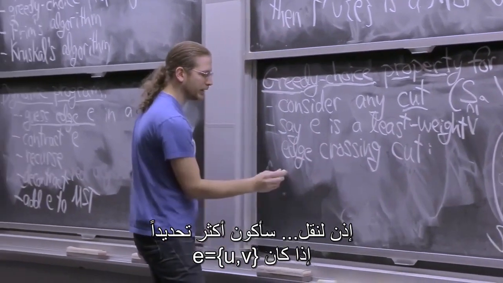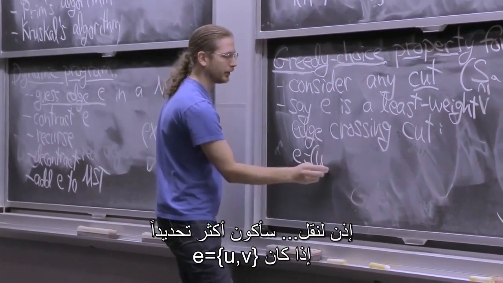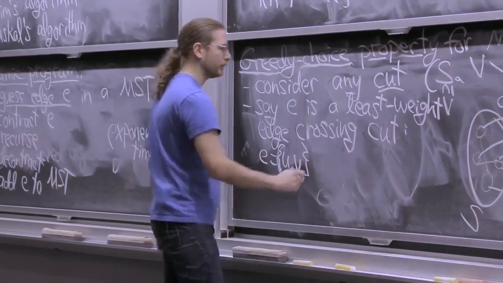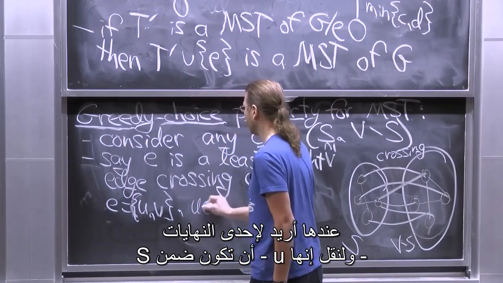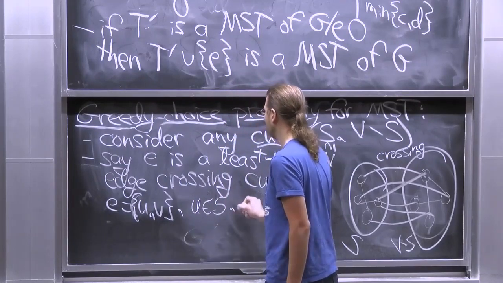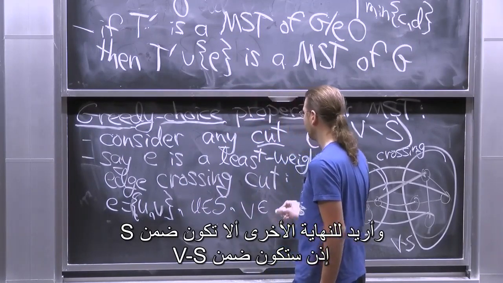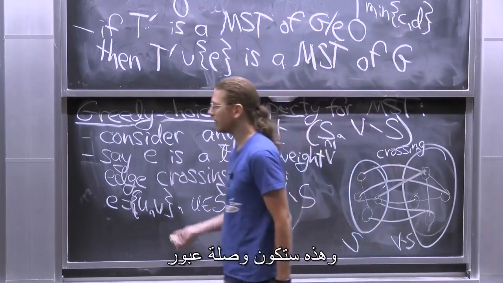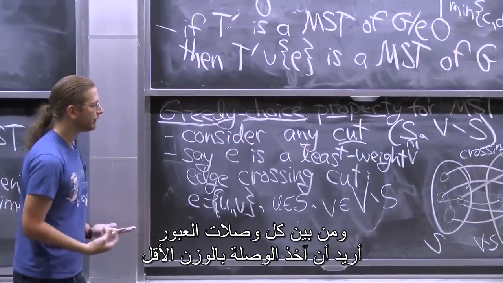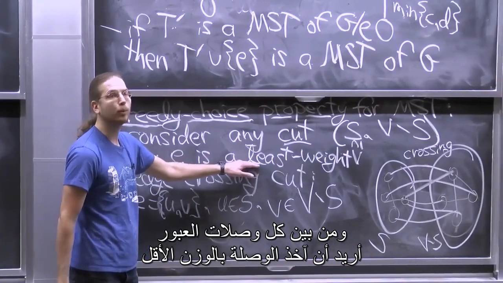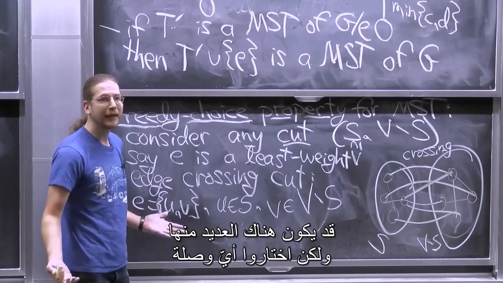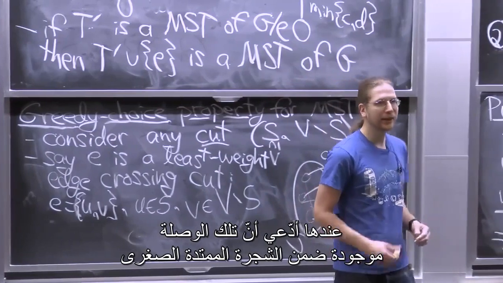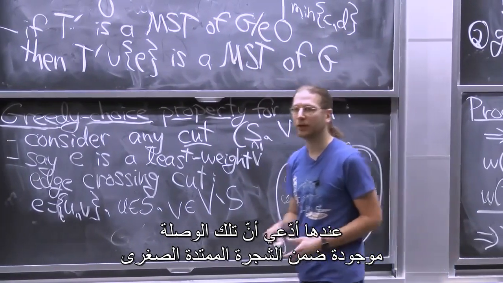So let me be specific. If E is UV, then I want one of the endpoints, let's say U, to be in S, and I want the other one to be not in S. So it's in capital V minus S. Okay, that would be a crossing edge. And among all the crossing edges, I want to take one of minimum weight. There might be many, but pick any one. Then I claim that edge is in a minimum spanning tree.